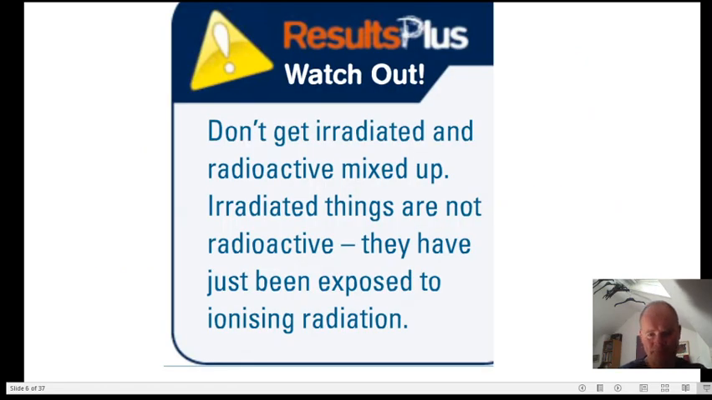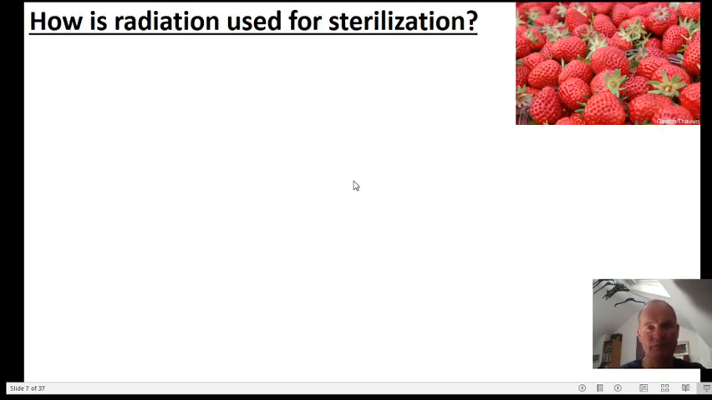Okay, key things then. Students often mix up the idea of irradiated and radioactive, which is really important that you don't do, because irradiated things have been exposed to ionizing radiation. They've had radiation falling upon them or landing on them, if it's alpha, beta, gamma, but they're not actually radioactive. They have been exposed to it, but they're not necessarily radioactive. So there's two key things not to mix up there.